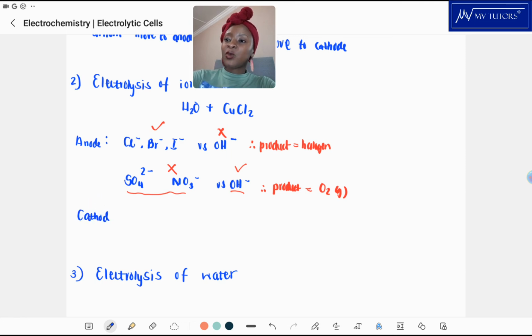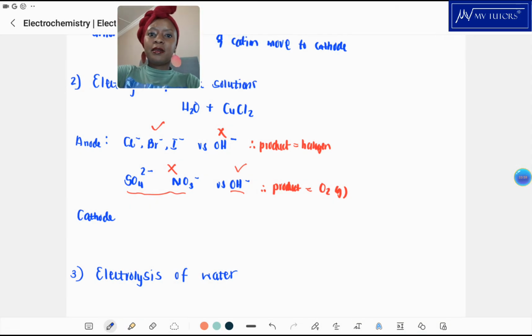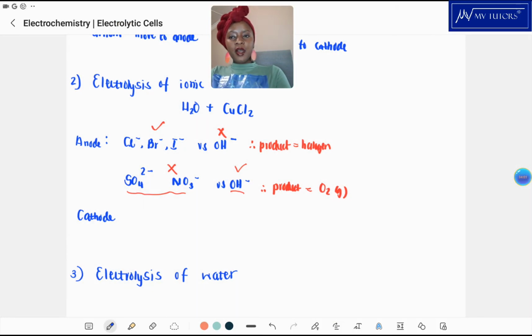What are the rules pertaining to the cathode? All right, so what happens at the cathode? Basically, here we will be comparing the metals that are your cations. In this case, the metal would be copper.